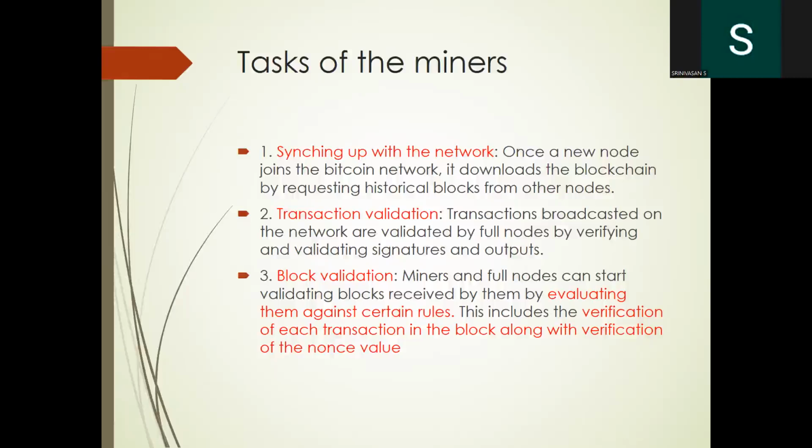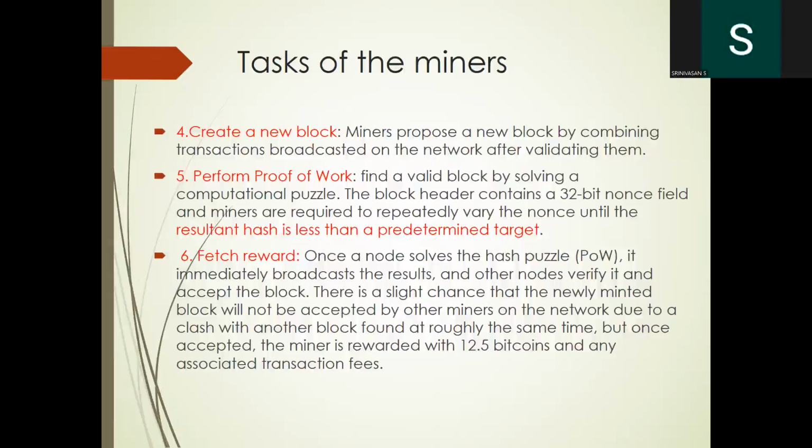Transactions broadcasted on the network are validated by miners. They verify the signatures as well as the output. After that, with validations, miners as well as the full nodes can start validating the block received by them by evaluating them against certain rules. These rules are drafted as well as coded in the smart contract. Verification of each transaction in the block along with the verification of the null value will be done by the miner. The next task is block creation.